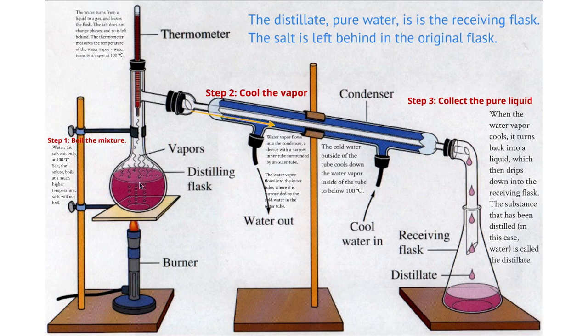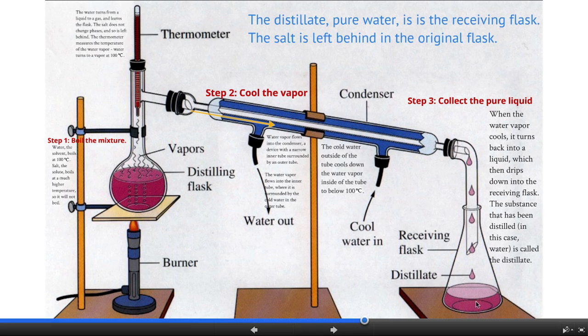We boiled it, water vapor leaves, and it evaporates at 100 degrees. It comes through here into the condenser, into this narrow white tube, where it's cooled off by water being pumped in around it. And as it cools, it condenses back down to a liquid, and you have the distillate, pure water, in here, and the salt is left behind back there.